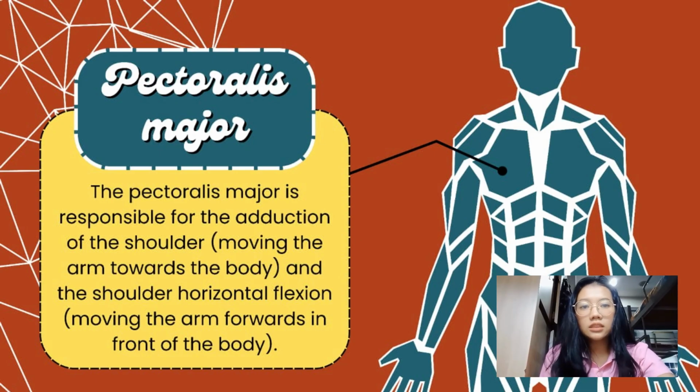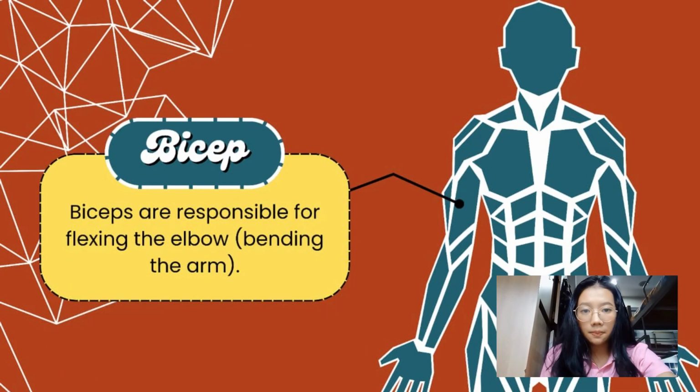The next is biceps. This muscle is located at the front of the upper arm. Its main role is to bend the elbow and rotate the forearm, which is called supination. It is also one of the most well-known muscles because it bulges when contracted.